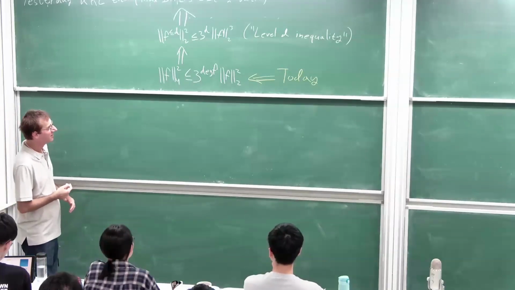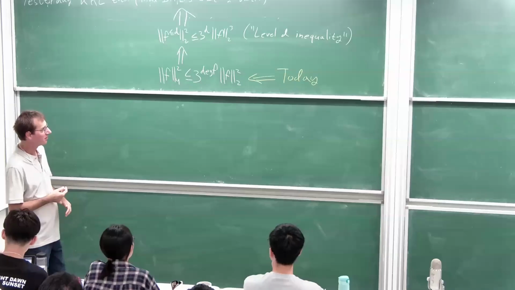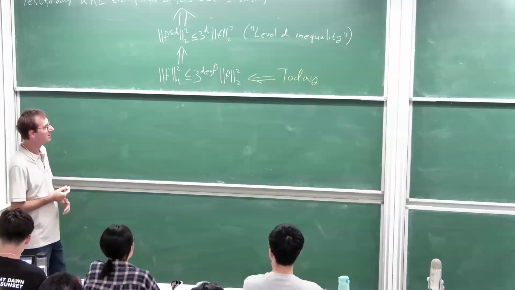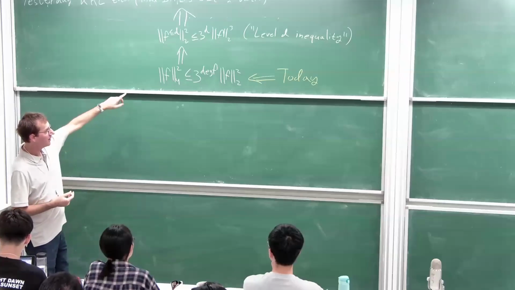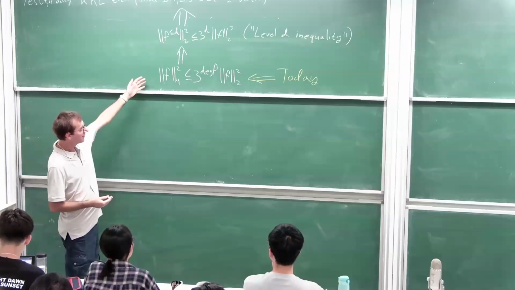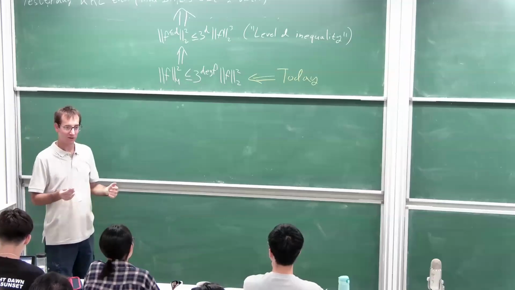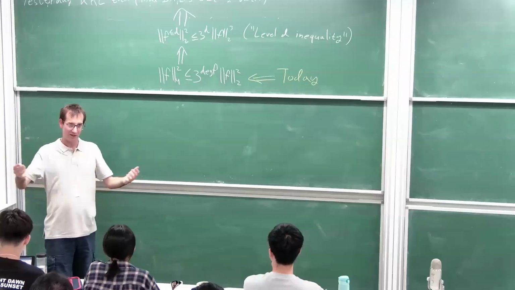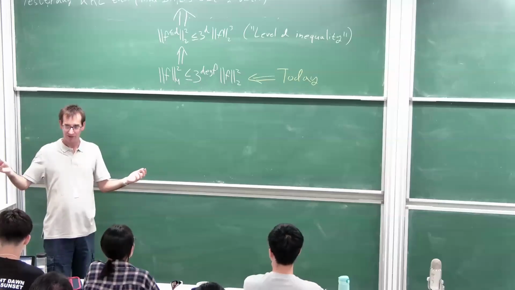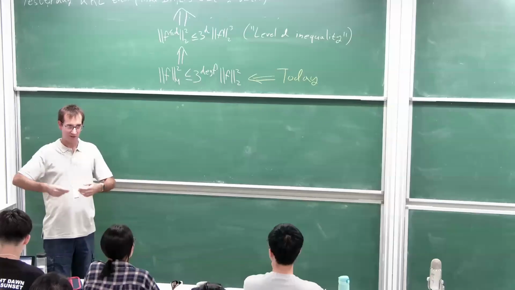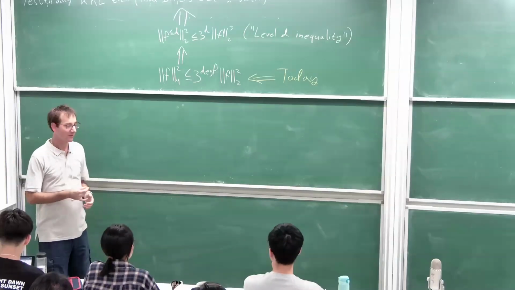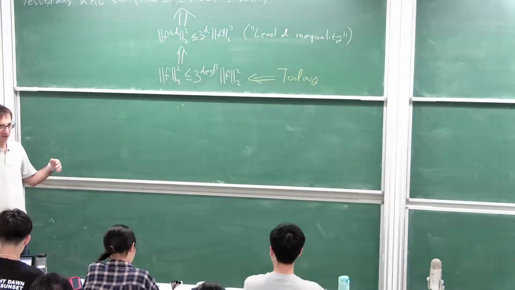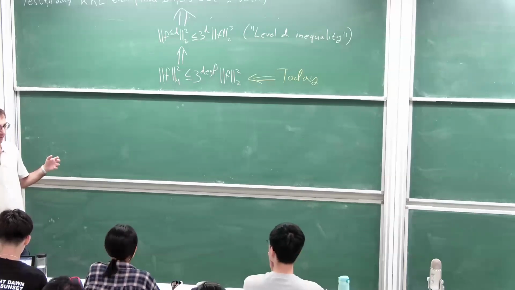And how do you prove this level d inequality? It follows from something which is maybe more understandable: that low degree functions are reasonable. The degree of the function, just to remind you, is this: if you think of the Fourier expansion as the multilinear polynomial which agrees with f, then the degree of the function is just the degree of this polynomial. So the idea is that if a function has low degree, then it's kind of well behaved.